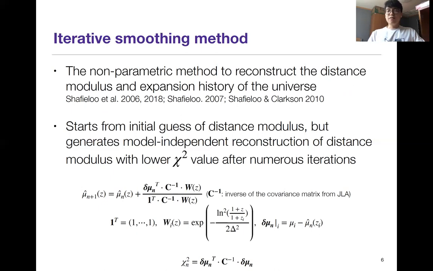You can see the iterative formula to do the iteration on the slide, where C^-1 indicates inverse of covariance matrix from JLA. W is the weight. Delta is the smoothing width determined by the previous studies about the smoothing method, and delta mu_n is a residual of distance modulus. We can also calculate chi-square value from delta mu_n and C^-1.